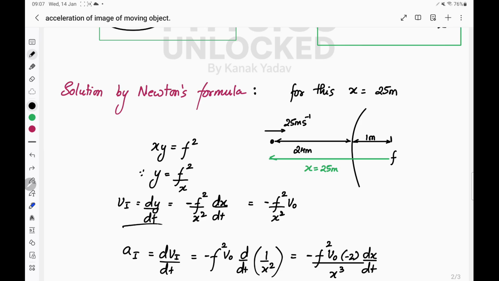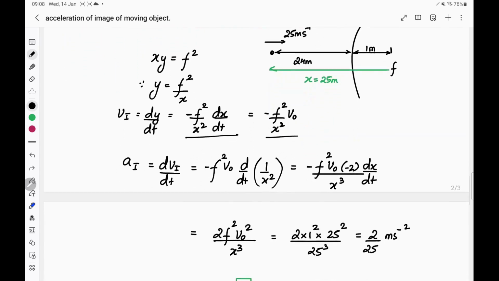Now, your velocity of image is what? dy by dt, which is minus f square by x square into dx by dt, which is minus f square by x square. What is dx by dt? Rate of change of x. X is changing only due to movement of object. So it is VO. Now, we can directly differentiate this. Why? Because we do not have multiple variables. The only variable over here is x square. Velocity of object is constant. Focal length is constant. So again, you can directly differentiate it without calculating anything.